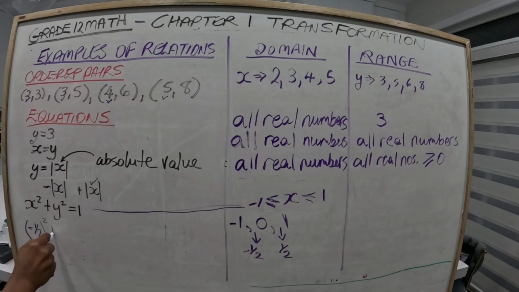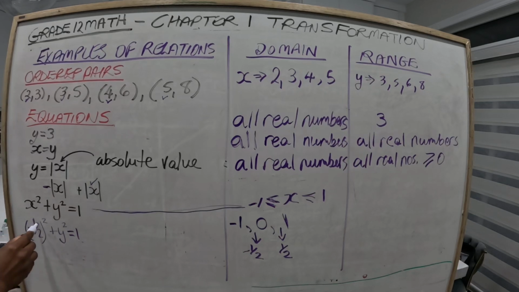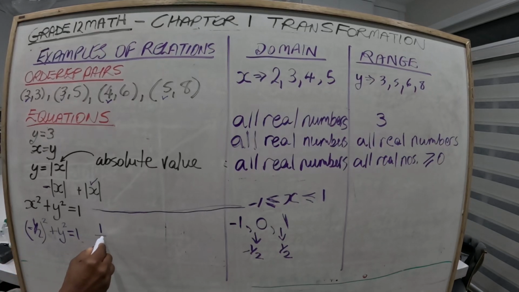And we're going to say plus y squared, because we don't know what that is. And if that's equal to 1, that means the square of a half. You always multiply the numerator and the denominator. So 1 times 1 is 1, and 2 times 2 is 4, and that becomes a quarter. Okay? So a quarter plus y squared.